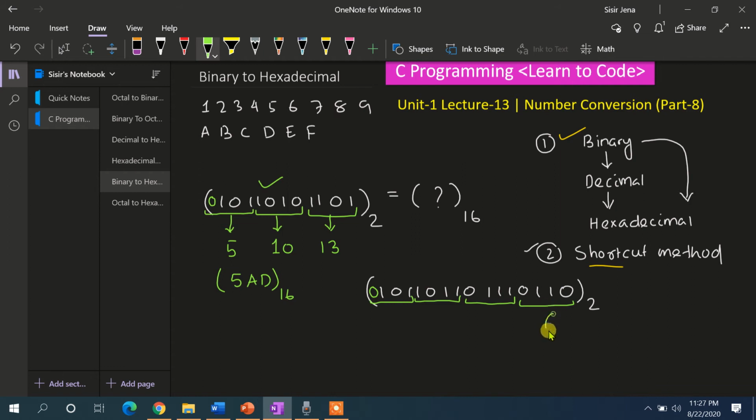Now what is the value of this? 1 2 4, this is 6, this is 7, this is 1 2 4 8 plus 2, 11, this is your 11, this is 5, right? So in hexadecimal it becomes 5, 11 means B, 7 and 6. This is your hexadecimal equivalent of this binary number. Okay, so this is how you are going to find out the hexadecimal equivalent of any given number.